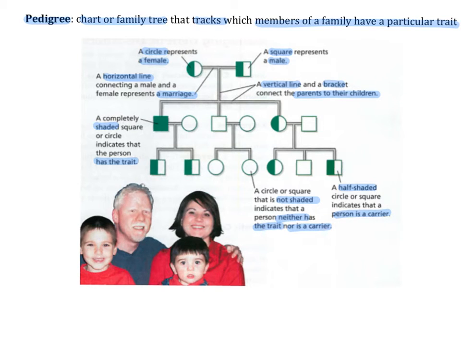A square that is completely shaded or a circle that is completely shaded will indicate a person who has a particular trait. So here you can see this individual has a trait, this individual does not. A half-shaded circle or square indicates a person who is a carrier of a trait. For example, this person has a specific trait in its genome, so in its genotype, but not necessarily in its phenotype. You don't actually see it expressed. A circle or square that is not shaded in indicates that the person does not have the trait, nor is that person a carrier of that trait.